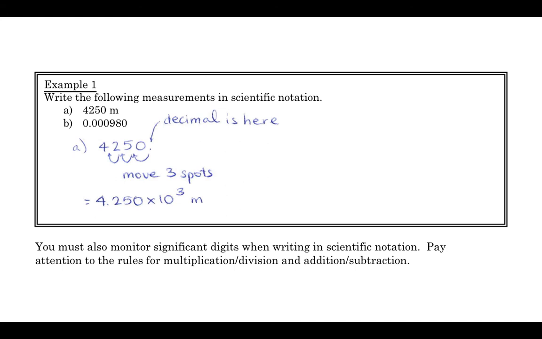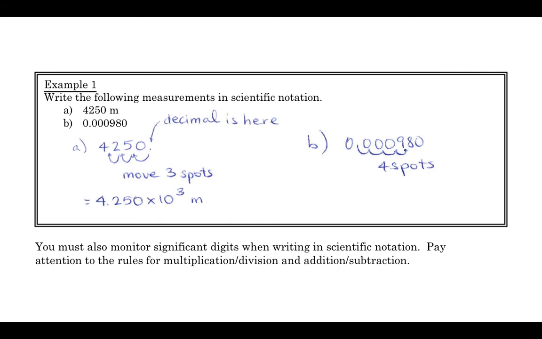Okay, so that may be familiar, and it should be familiar. This is very much a review. So what about 0.000980? This one we're going to move the decimal place, but you'll notice instead of moving it this way, we're moving it the opposite way. Here we moved it to the left, here we're moving it to the right.